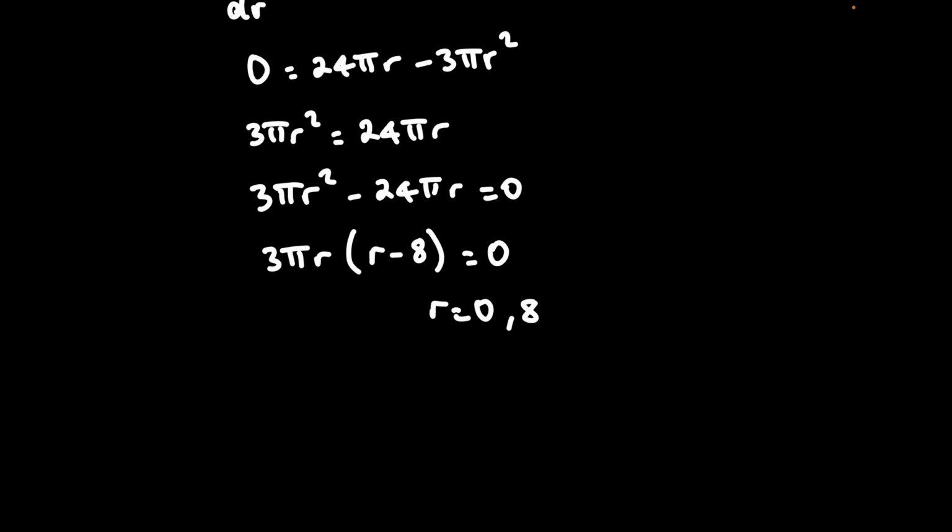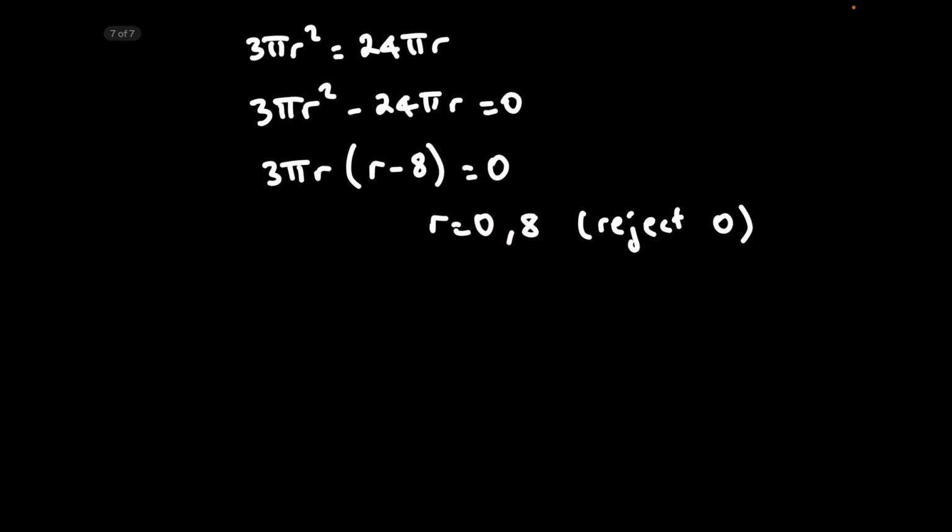Okay, but obviously the radius can't equal 0. That would definitely not maximize the volume of anything. But we still have to show this step. So we can then reject 0 because it's just nonsense. It's tomfoolery. So the radius is simply equal to 8. Okay, so 8 centimeters is the radius.